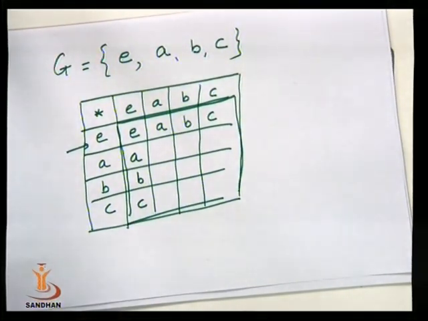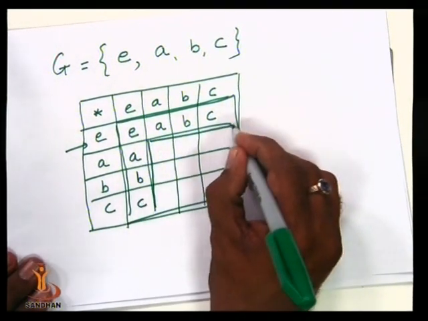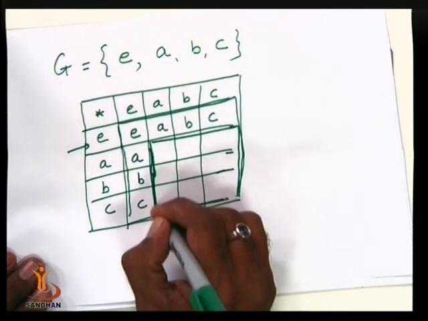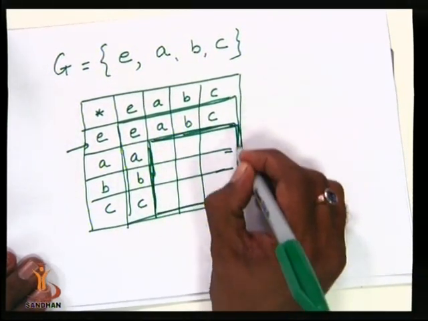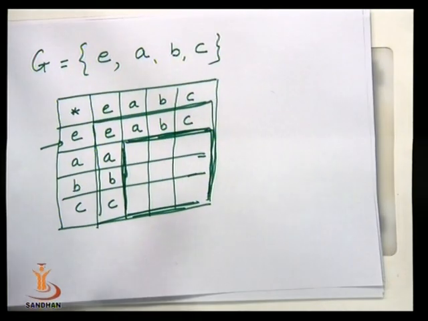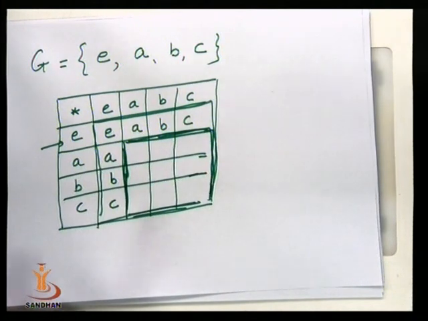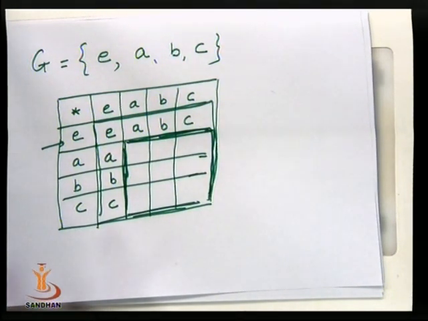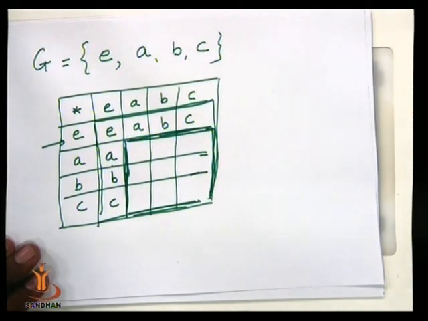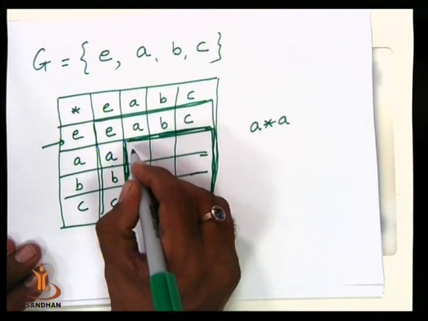And now we have a big question. What happens in this case, and what are the possibilities? As we know, in each column and each row, every element of G exists exactly once. Here A is already there, so now consider the possibilities for A star A.